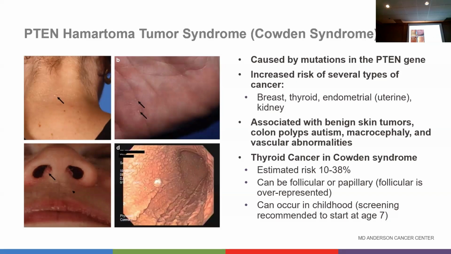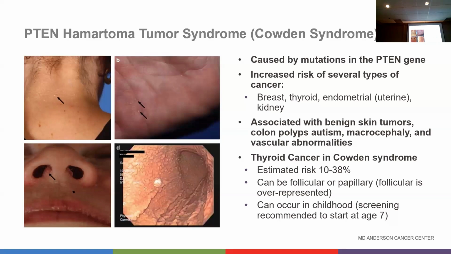So these are caused by mutations or differences in that PTEN gene that cause the PTEN gene not to work how it's supposed to. In families with Cowden syndrome, we typically see several different types of cancers, including breast, which is the highest risk for folks with Cowden syndrome. We can see thyroid cancer, endometrial or uterine cancer, as well as kidney cancers. But we also tend to see these specific skin findings. We can see these little white bumps on the skin. We can see colon polyps of a very specific pathology.